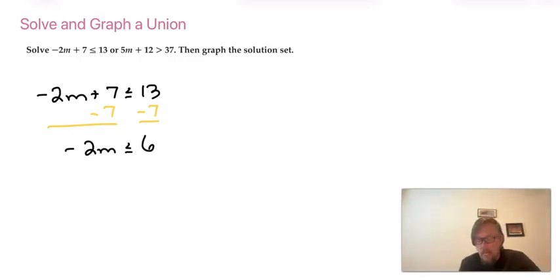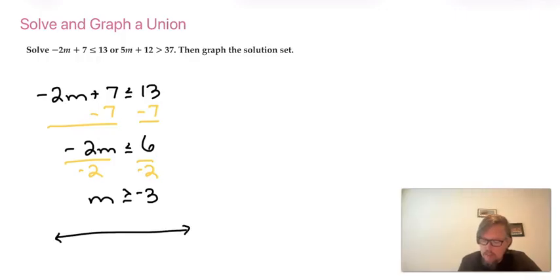And then we'll divide both sides by negative 2. Because we are dividing by a negative, we will, of course, have to flip our inequality, and m is greater than or equal to negative 3. Okay, so our first graph is going to start at negative 3, negative 2, negative 1, negative 4, negative 5. It's going to be a closed circle on negative 3, and it's greater than, so we're going this direction. Okay, there we go.